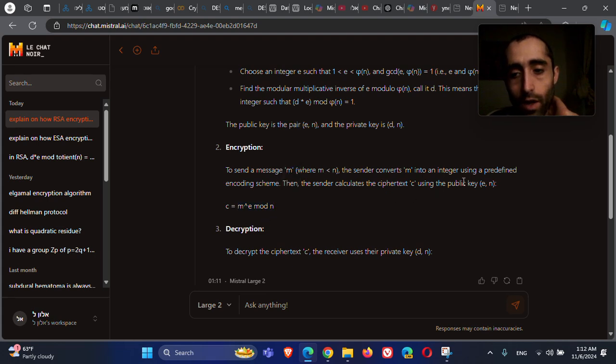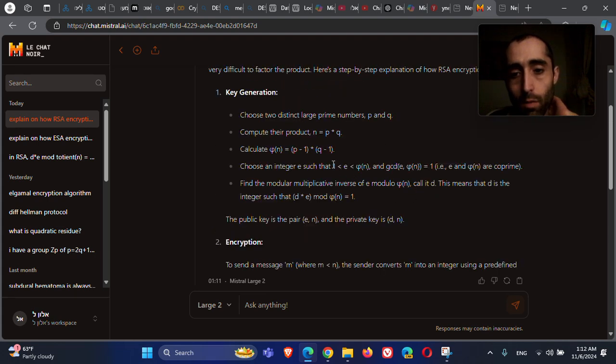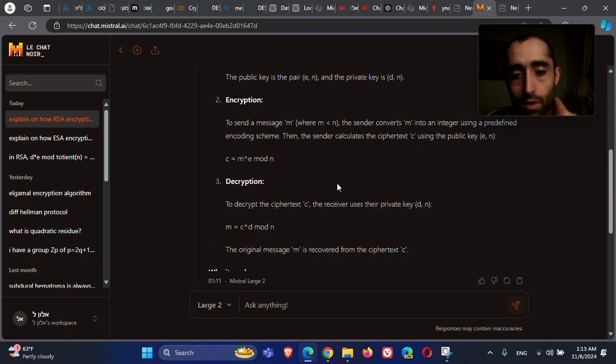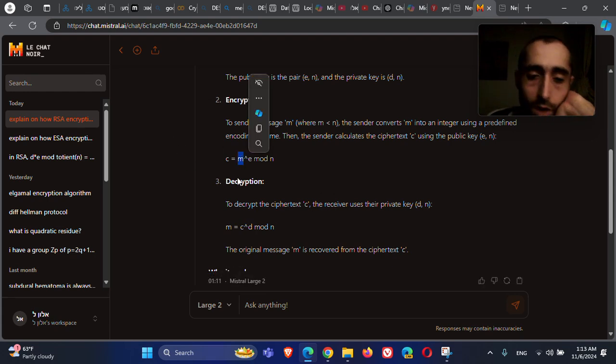It takes m to the power of e. This is the number we remember between 1 and the totient, which is coprime with the totient of n. And this number has an inverse, which we called d, in modulo totient of n. D times E in modulo totient of n is 1. E is in the public key, D is in the private key. In the public key we also have n, which is P times Q, which are the large prime numbers.